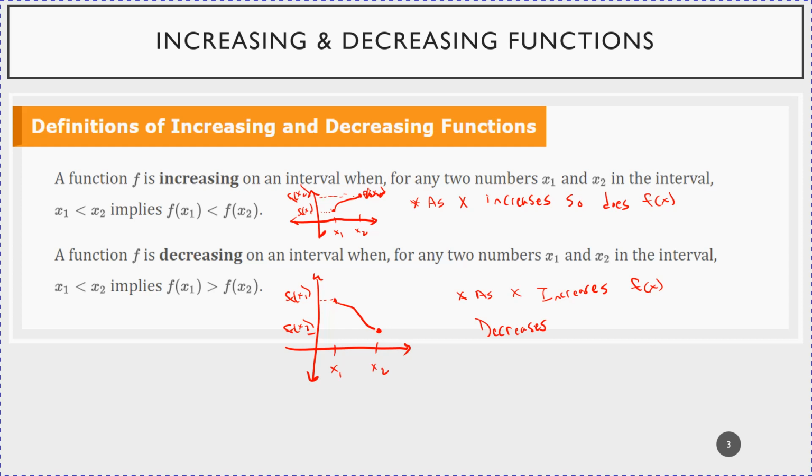The way I like to think about it is, imagine a person walking along the graph. I know it's silly, but as they go left to right, they're going down, so the function is decreasing. If you have that person walking on this graph, as you go left to right, the person's walking up, so the function is increasing.